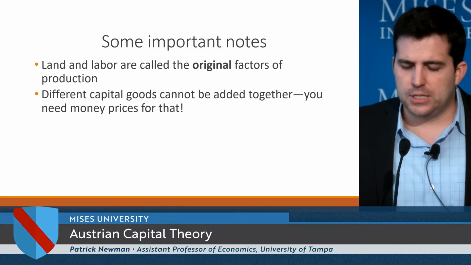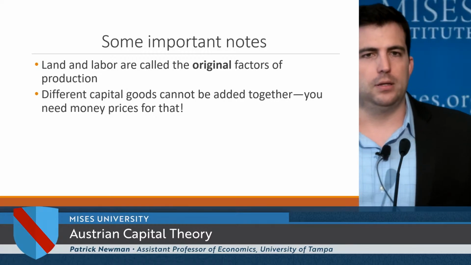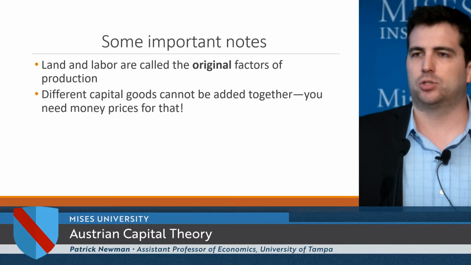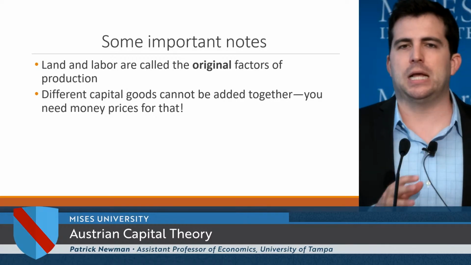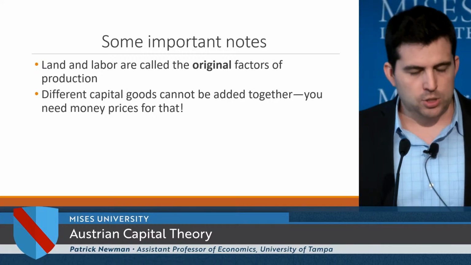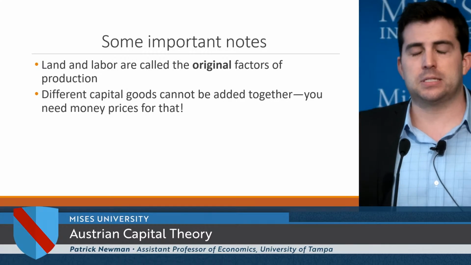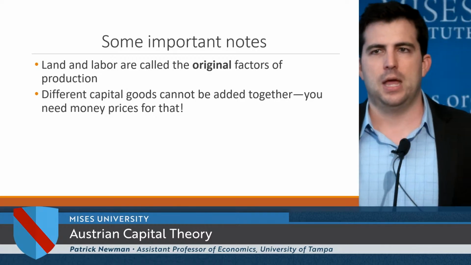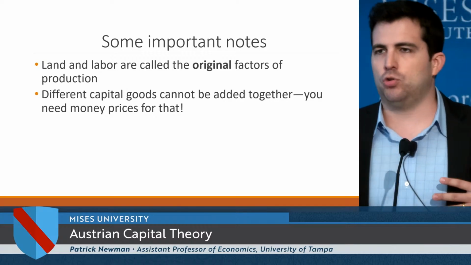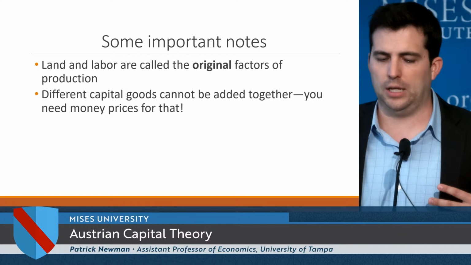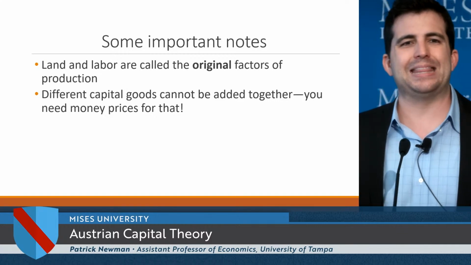Different capital goods cannot be added together, right? You need money prices for that. We learned about this in the last lecture. You can't just add goods in kind together. You can't add apples and oranges, right? So when we think about the stock of capital goods in our modern society, all the construction equipment, all the computers, all the electrical grids and so on, we can't add them together.